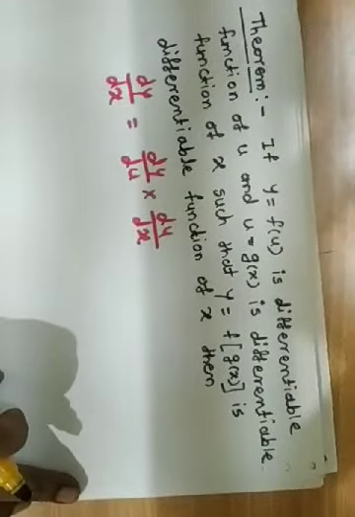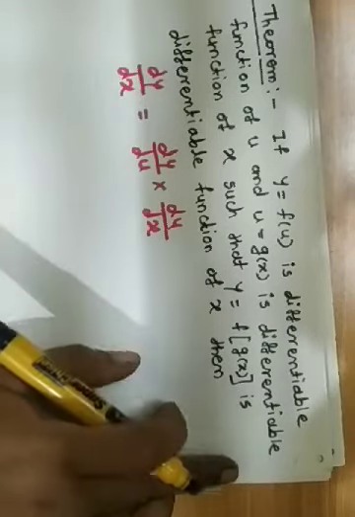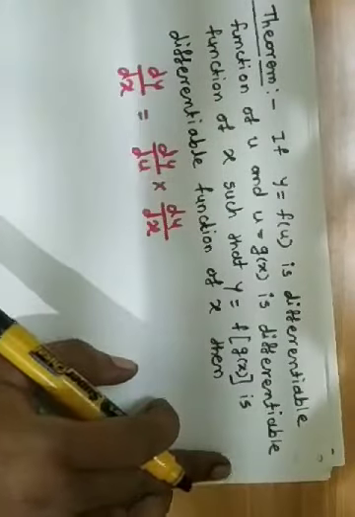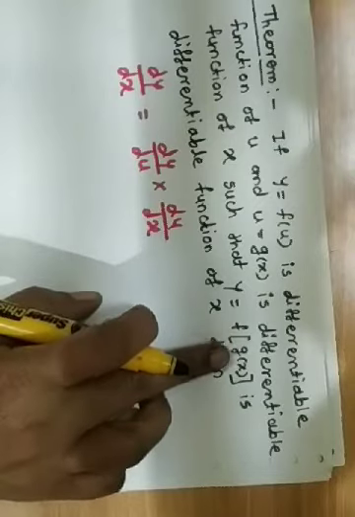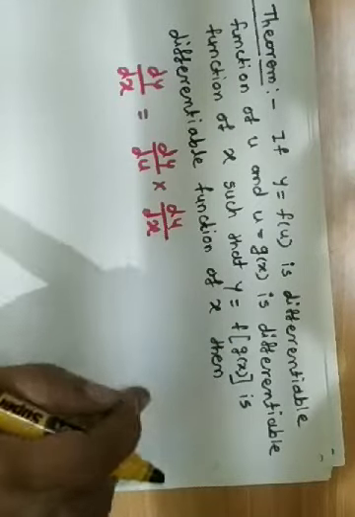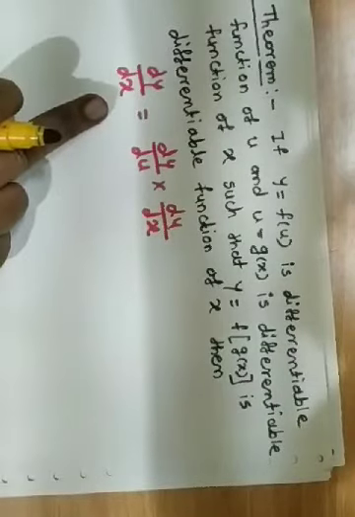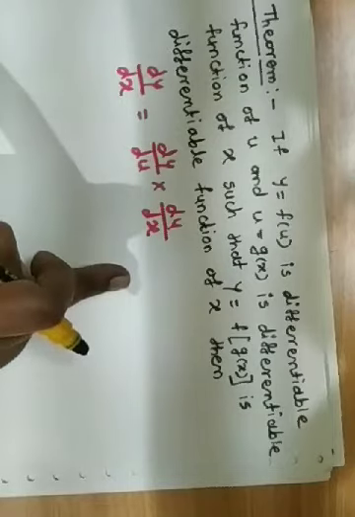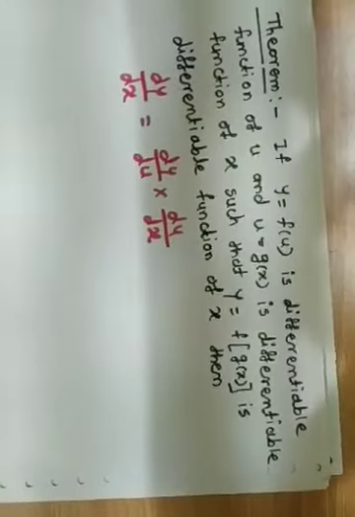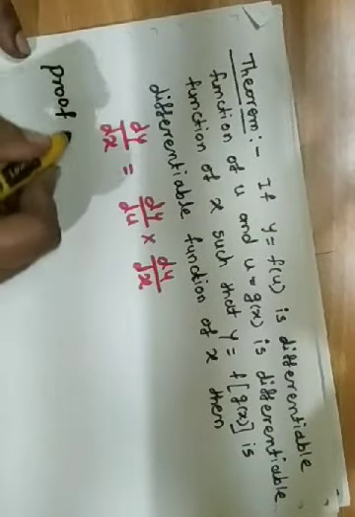If y is equal to f of u is a differentiable function of u, and u is equal to g of x is also a differentiable function of x, such that y is equal to a function of g of x, means a function of another function, that is g of x is a differentiable function of x, then we have this rule, that is dy by dx is equal to dy by du into du by dx. Let us prove it. Proof of this theorem.